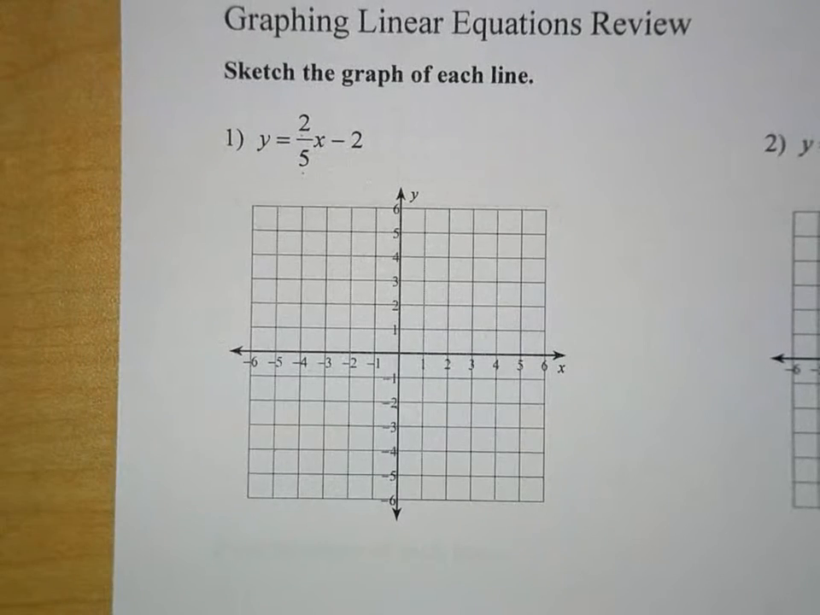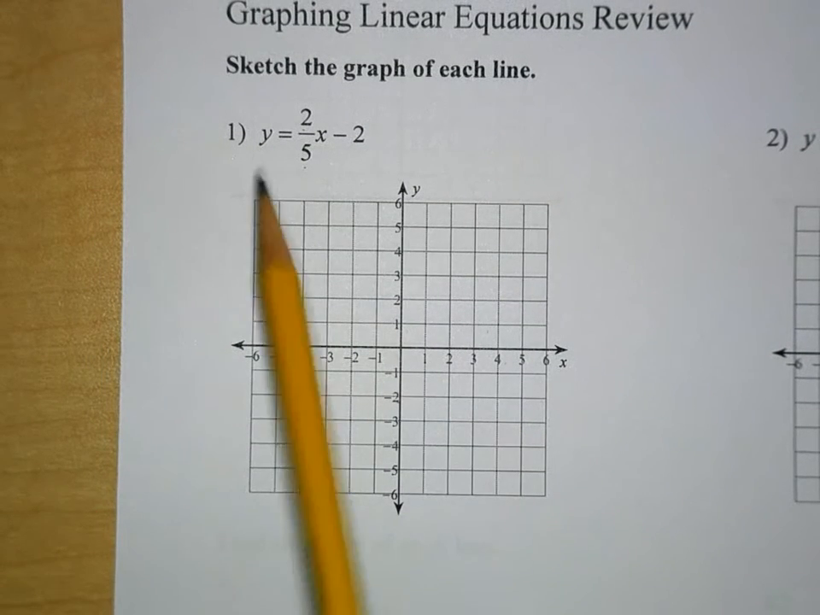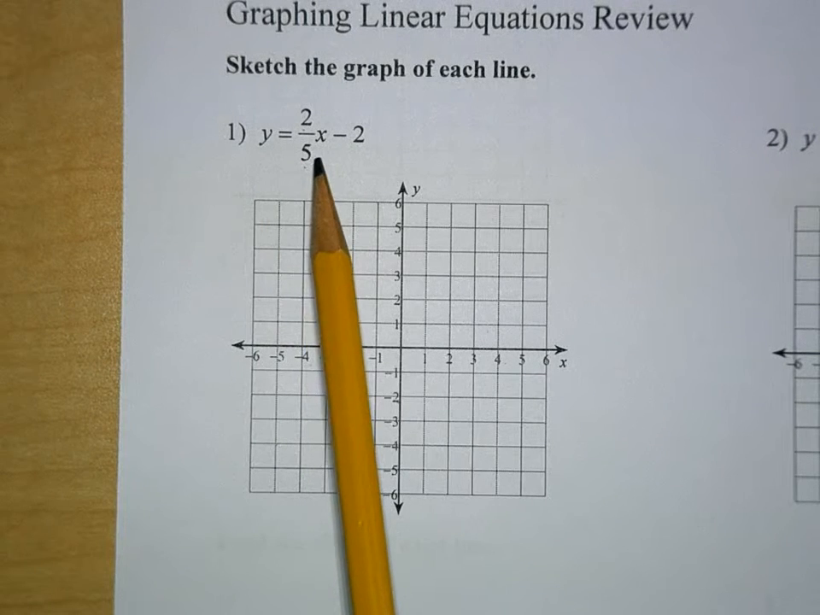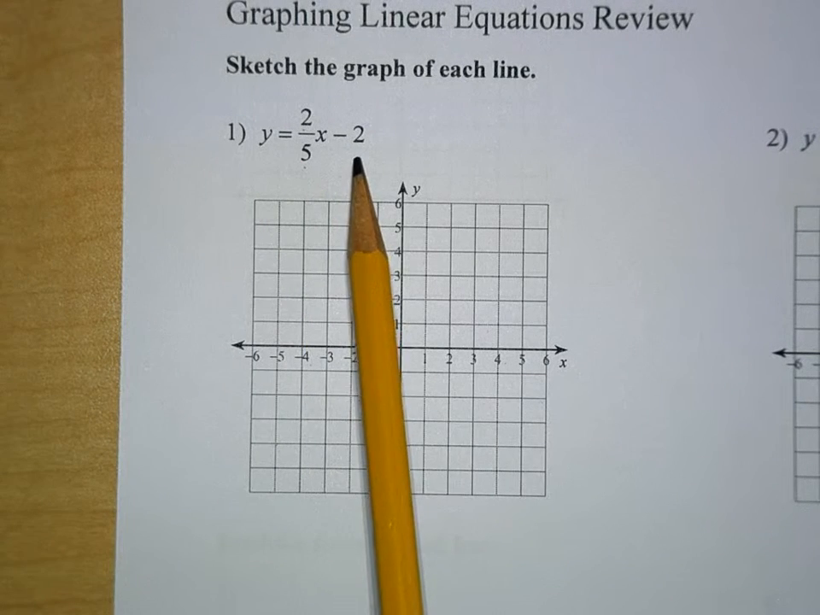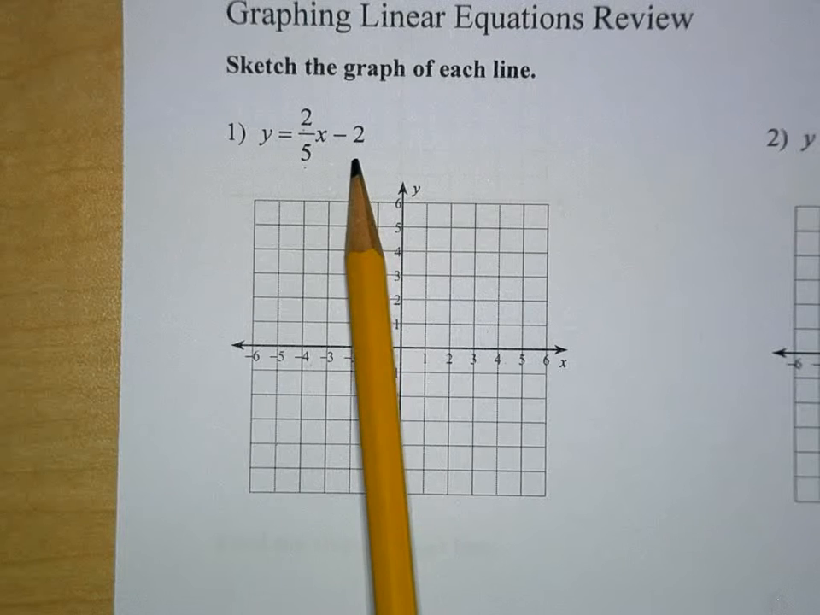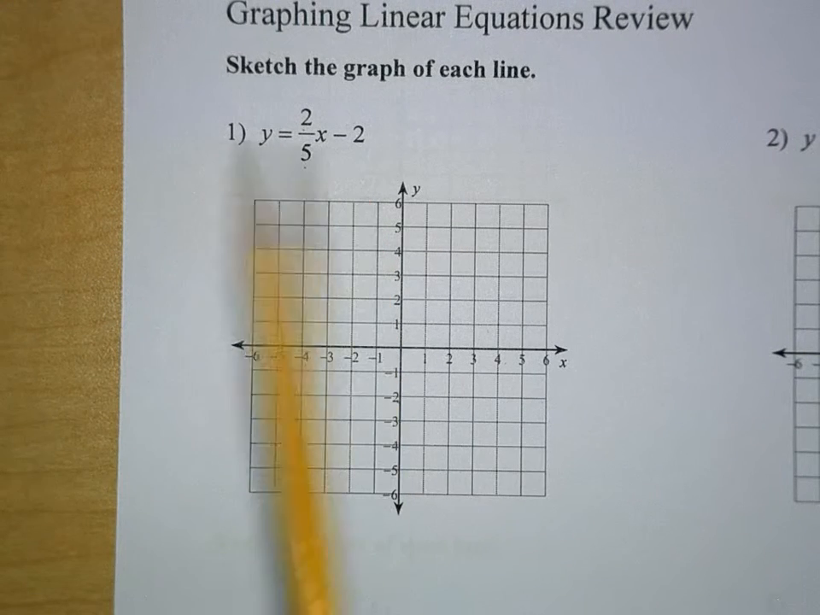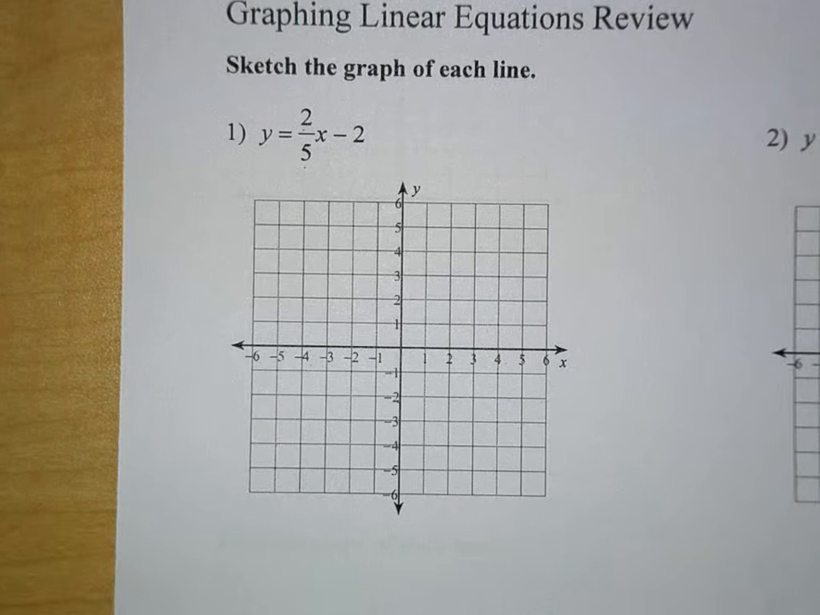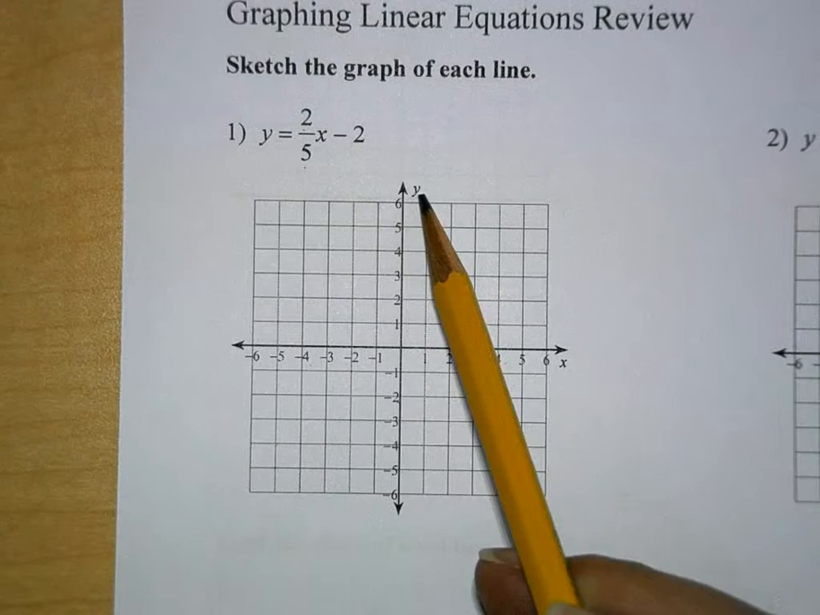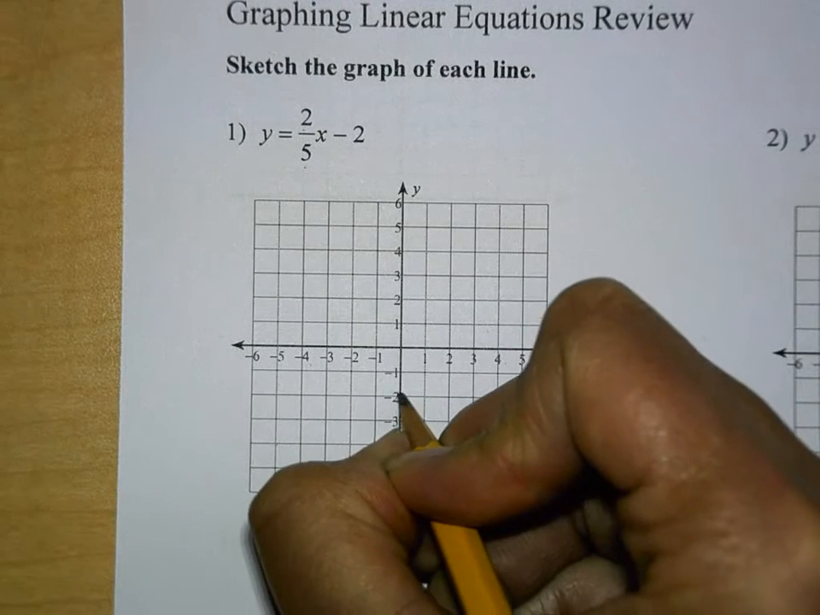Right, we need to sketch the graph of this line. And our slope-intercept form is y = 2/5 x - 2. The number in our m position is 2/5, so our slope is 2/5. The number in the b position is -2, so our y-intercept is -2. Step 1 is to plot the y-intercept. So this is a y-intercept and this is the y-axis, so we plot the -2 right here.